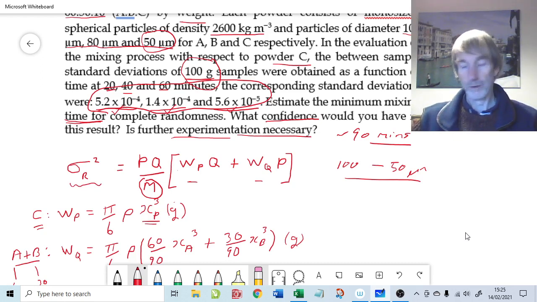Please do have a look at question 3, which expands a little bit on our weights. It uses the size distribution to calculate the weights of the particles rather than just calling something monosized as we did here.